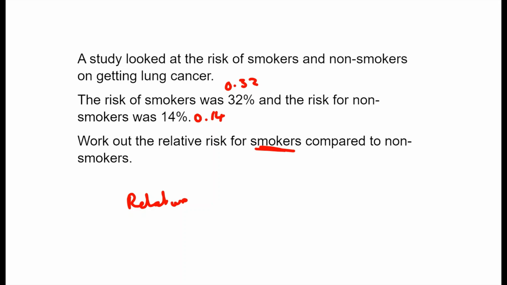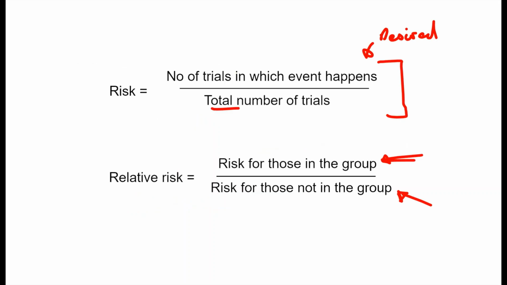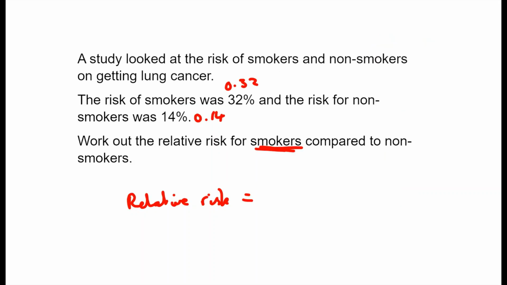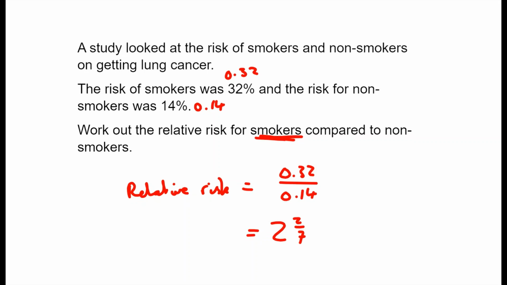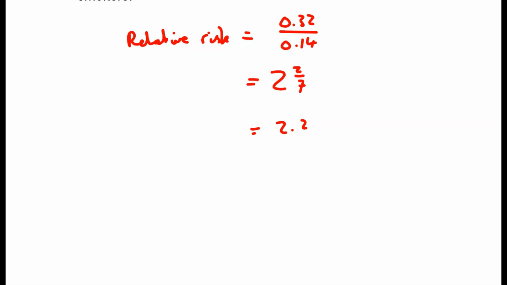So we are looking specifically at the smokers. So if we look at our formula, it's those in the group. So we're looking at smokers, so 0.32, divided by those not in the group, so 0.14. Now, if we put that into a calculator, and we work it out, we're going to get 2 and 2/7. So that's roughly equal to 2.28, 2.29.